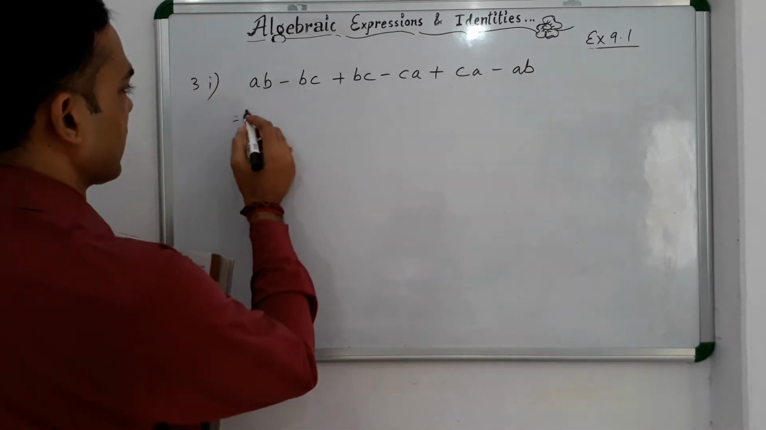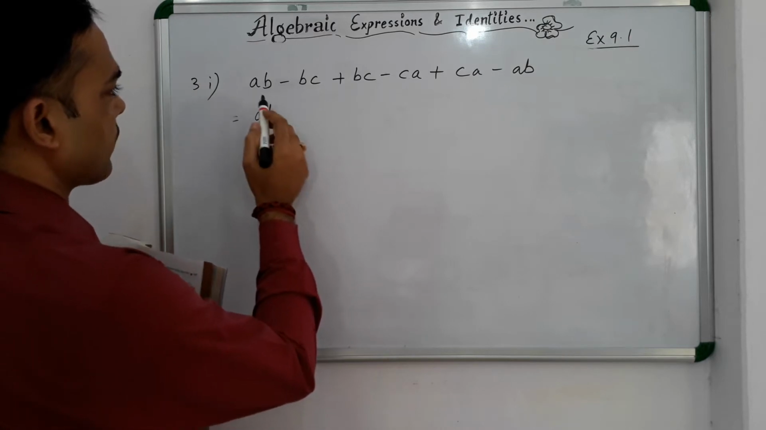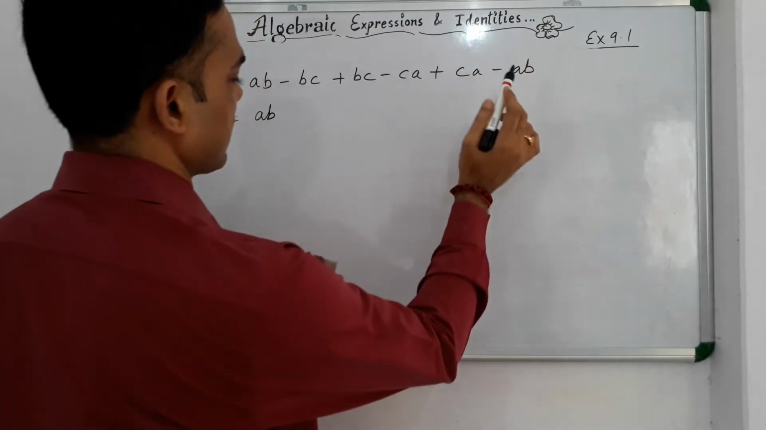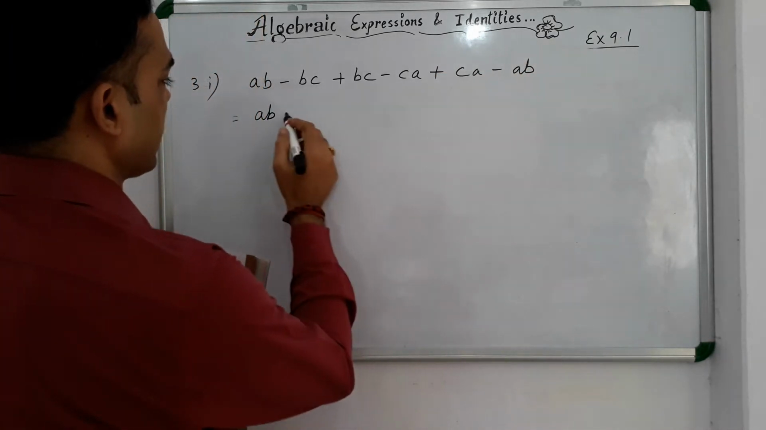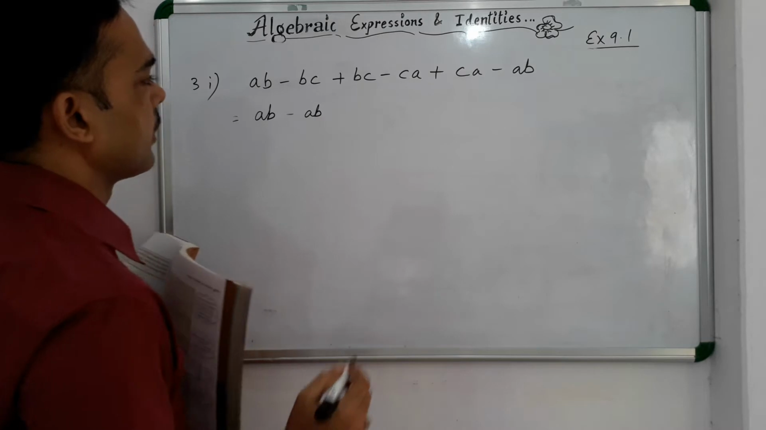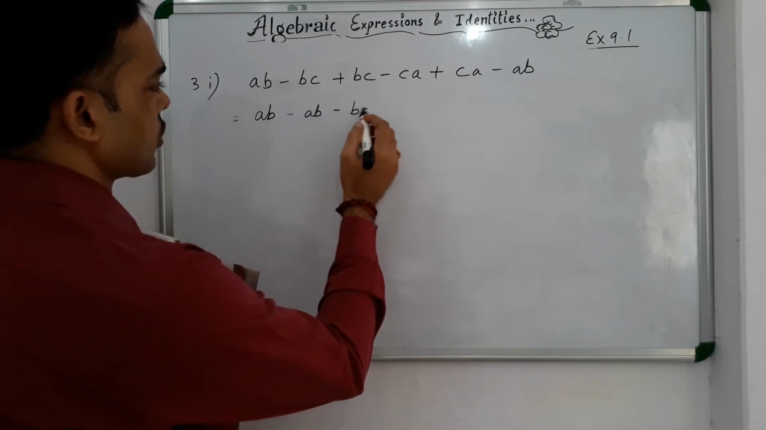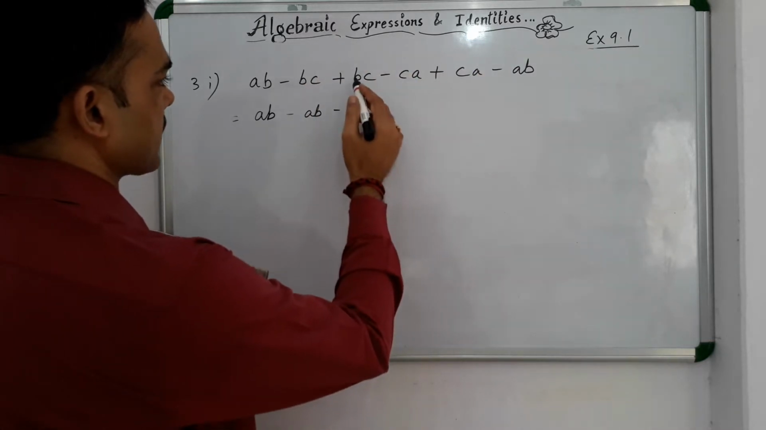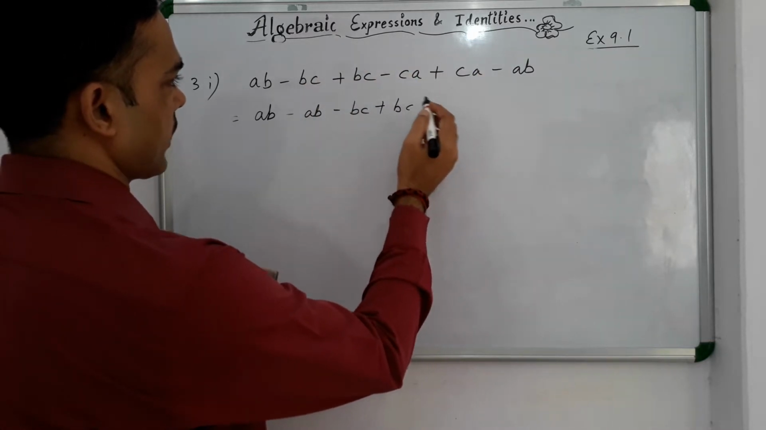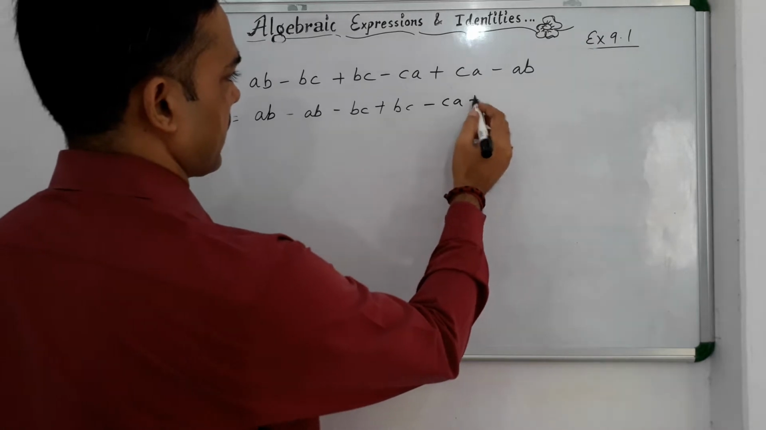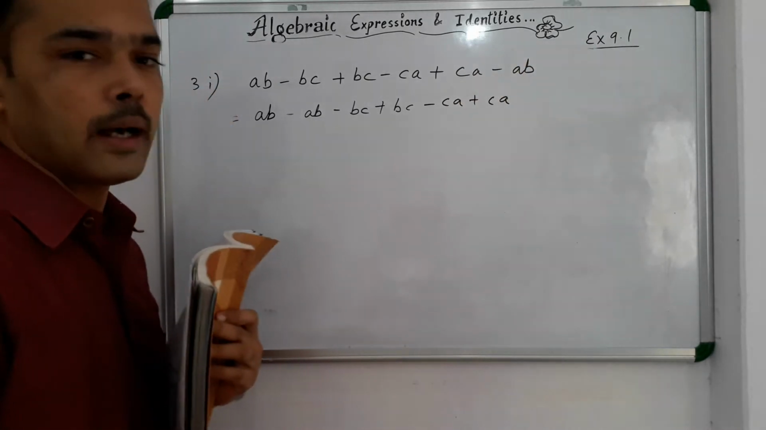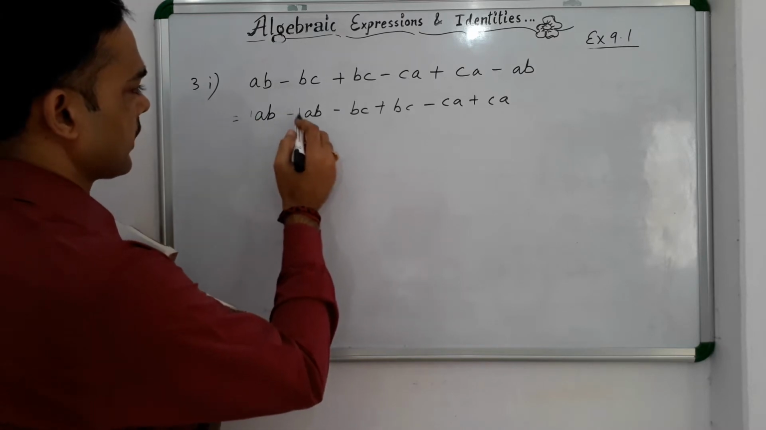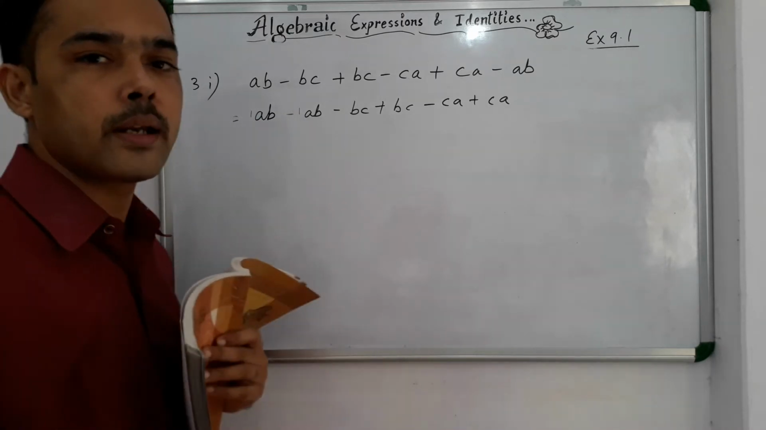So here it is AB, and where can you find AB over here? You can see that AB is at the last, and the sign that is there is minus. Then let's move on to BC. Where do you find BC next? It's just next to it. Then minus CA plus CA. Now what you are observing is that if there is nothing, it means it is 1, and here also it is 1. So 1 minus 1 is 0.